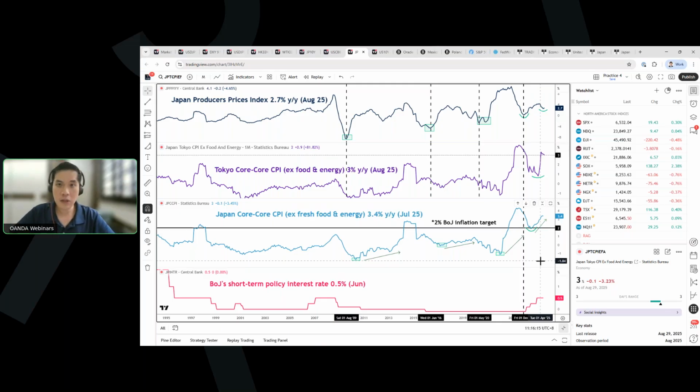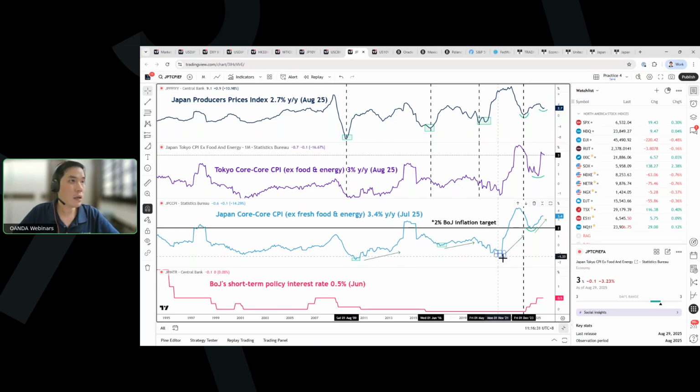So that potentially could also put upside pressure on the yen against the dollar, given the fact that we now start to see fundamental metrics diverging between the US and Japan. All right, so that's for the data for today.